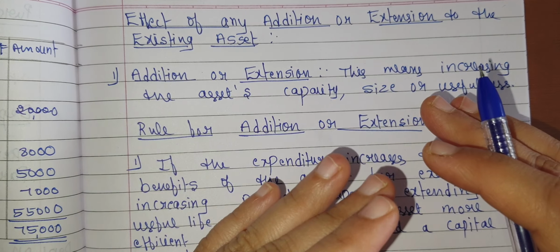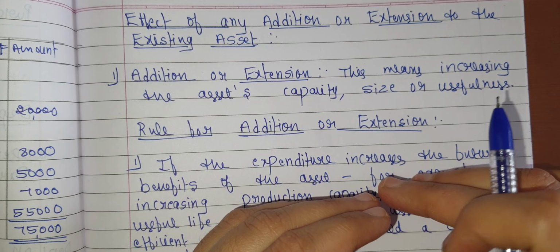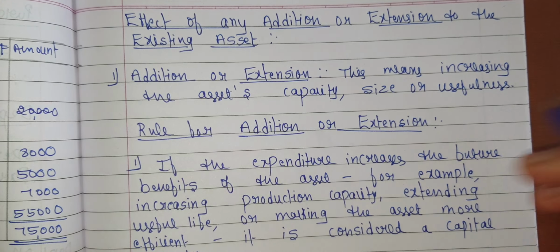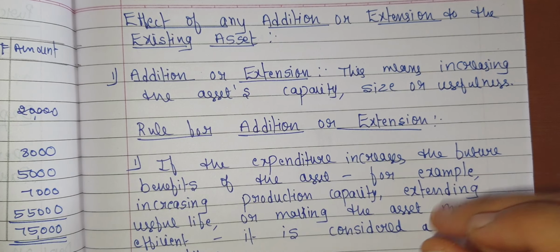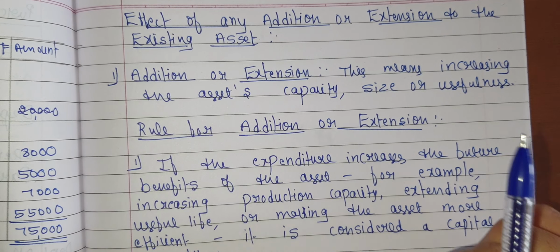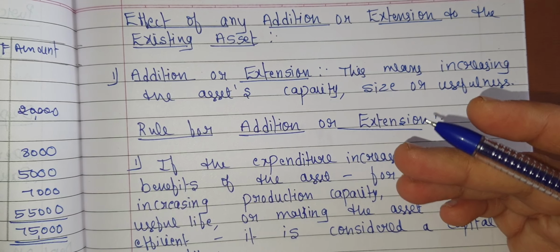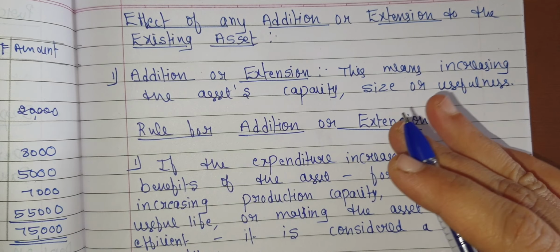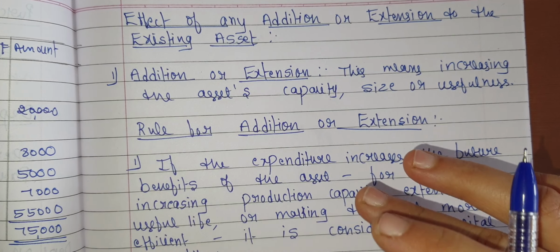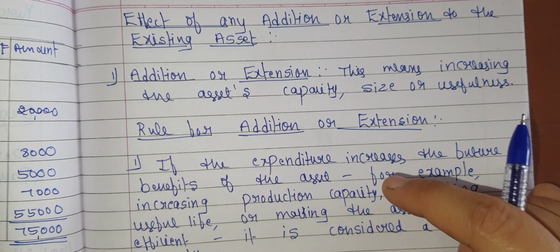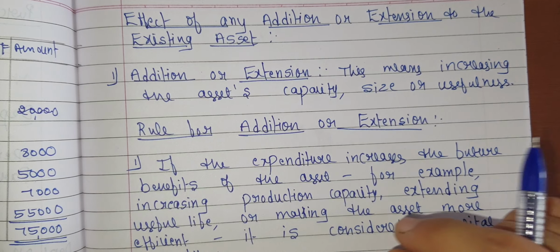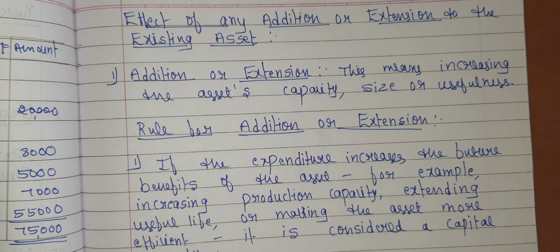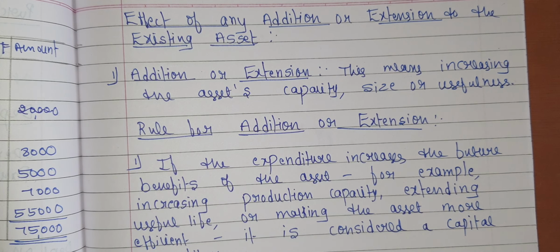So in all these cases, the benefit to the business is future oriented, that is, increasing the asset's capacity, size or usefulness. Such future oriented expenditure is treated as capital expenditure. And what is the treatment? Here we need to add it to the asset's value. That capital expenditure is added to the asset's value.